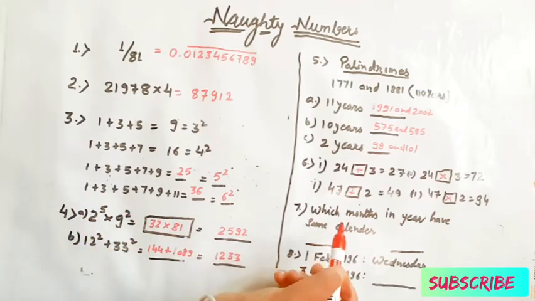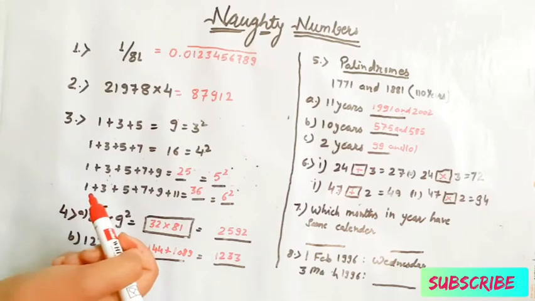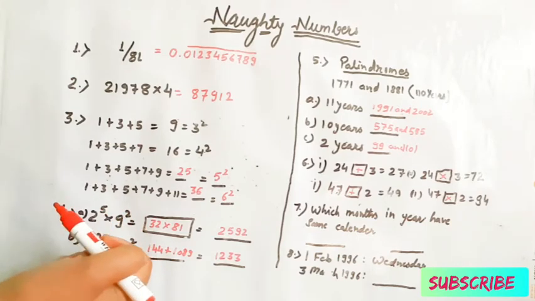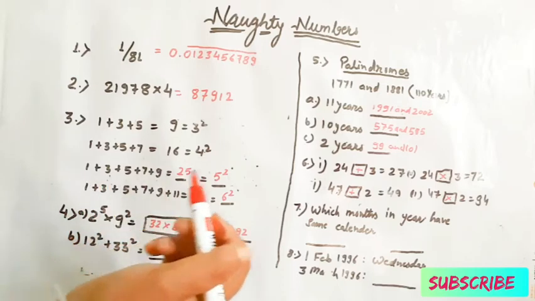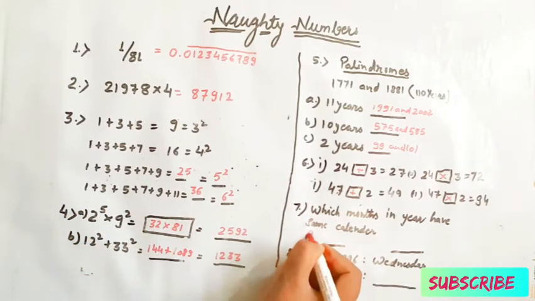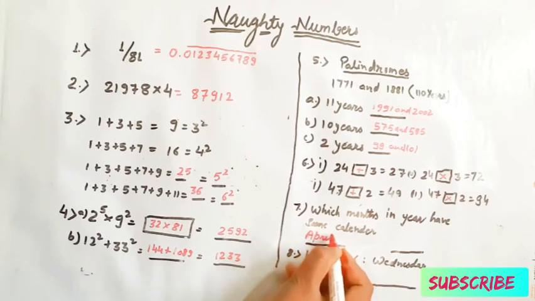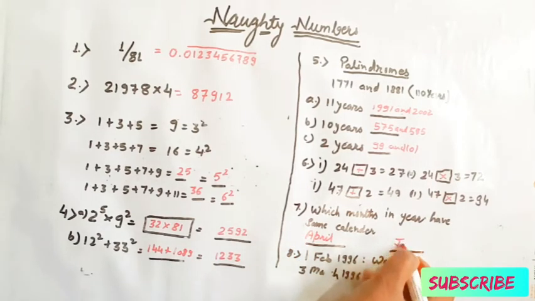Next question is, which 2 months in the year have the same calendar? So in a year we have 2 months which have the same calendar, and the months are April and July.